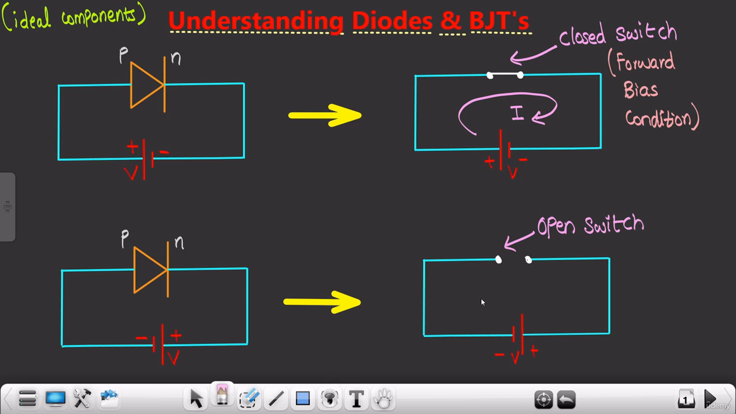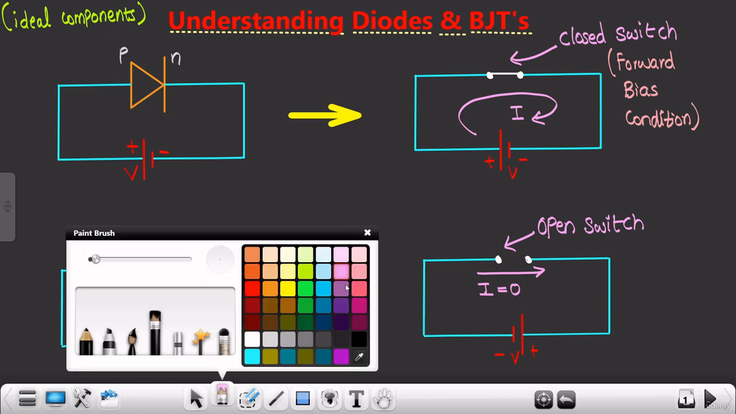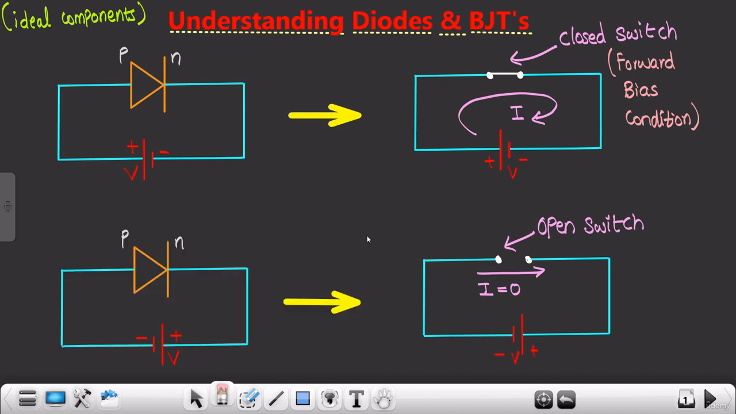Before that, let me write over here that the current flowing over here would be 0. Why? Because this circuit is open, since the diode is connected in the reverse bias condition. So let me write over here, reverse bias condition. That means my diode is acting as an open switch.